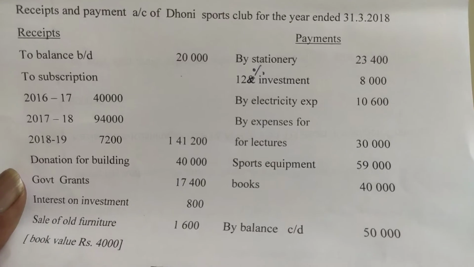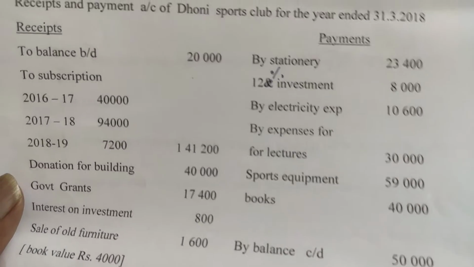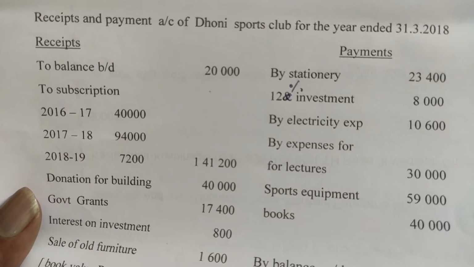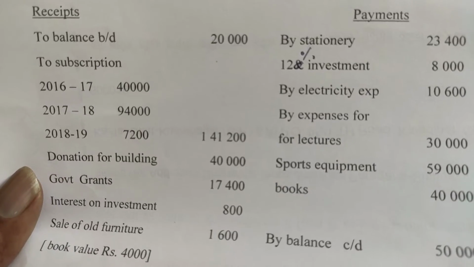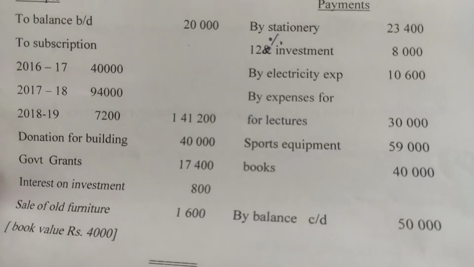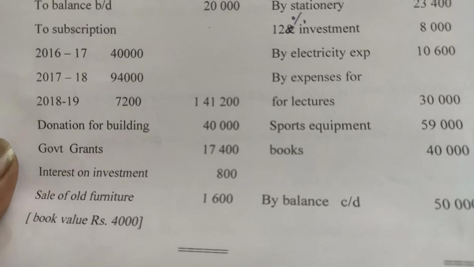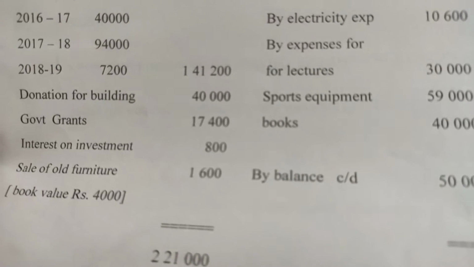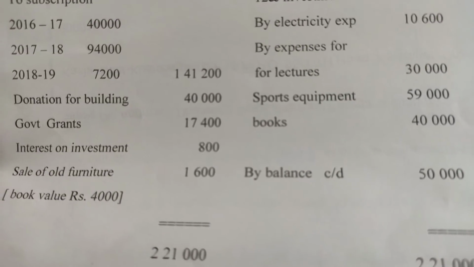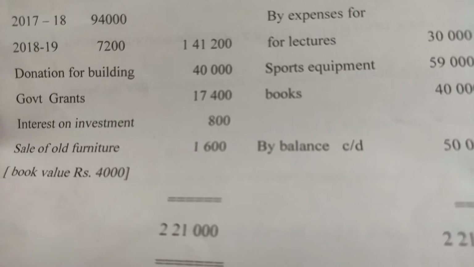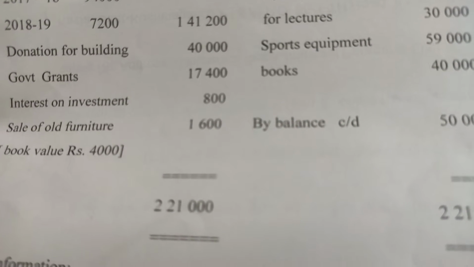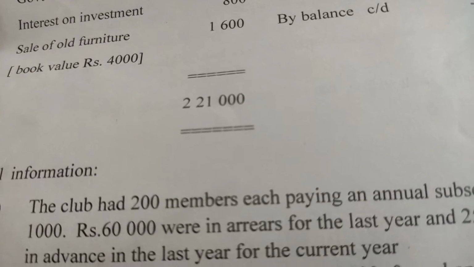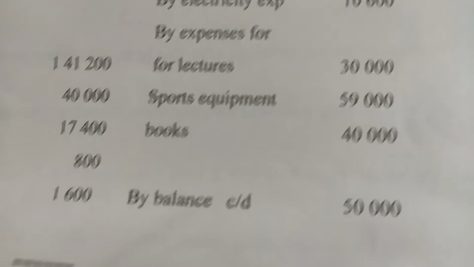The receipts and payments account of Dhoni Sports Club for the year ending 31st March 2018 is given. Receipts and payments account. To balance brought down 20,000. To subscription for the year 2016-17 40,000, for 17-18 94,000, 2018-19 7,200. Total receipts towards subscription 1,41,200. Donation for building 40,000. Government grant 17,400. Interest on investment 800. Sale of old furniture 1,600, whereas the book value is 4,000.